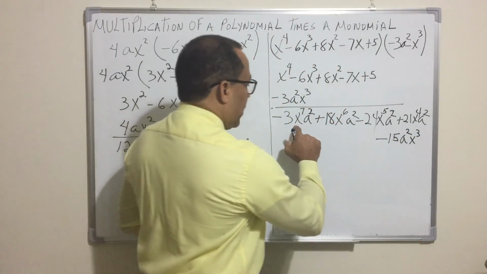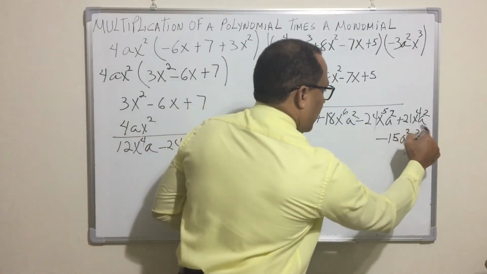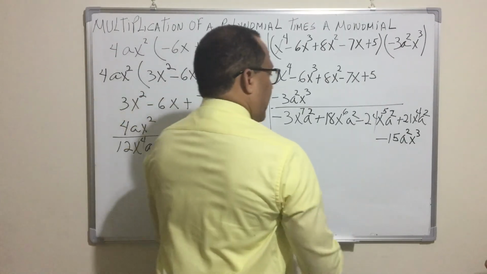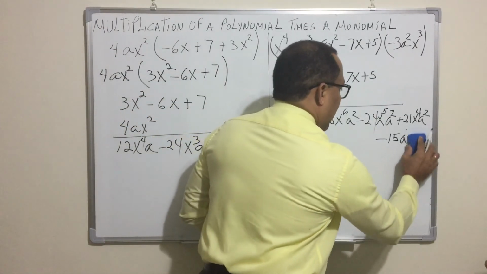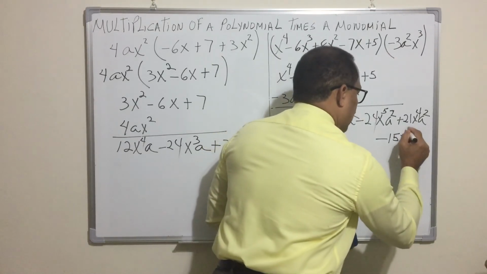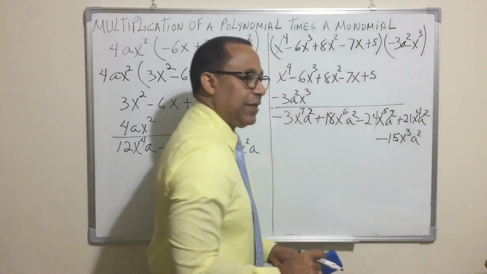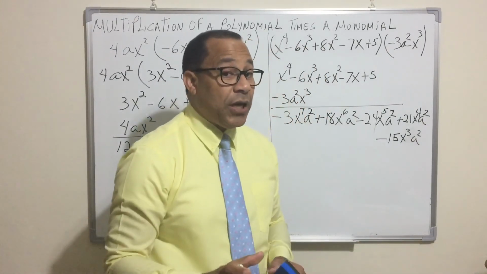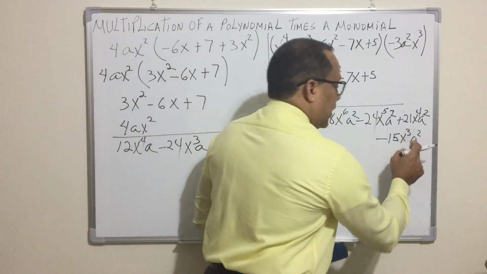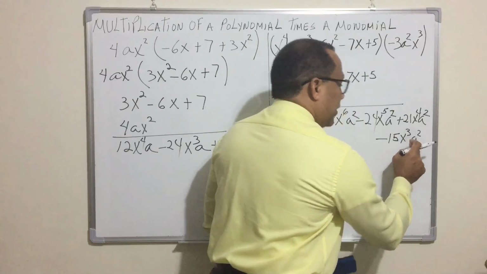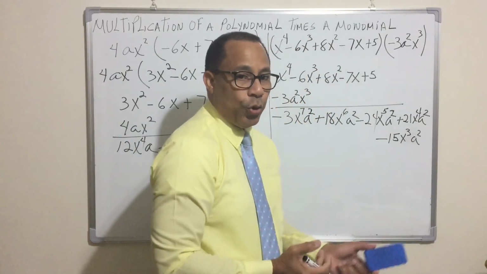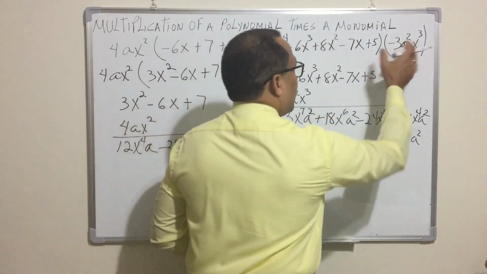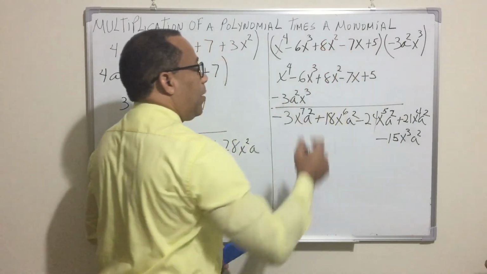Since I started writing the x first, instead of a to the second x to the third, I'm going to write x to the third a to the second, because there's no difference. Remember that the multiplication is commutative. I said multiplication because x to the third a to the second means x to the third times a to the second. So it does not matter the order. This is the result for the multiplication of this polynomial times a monomial, or this monomial times a polynomial.